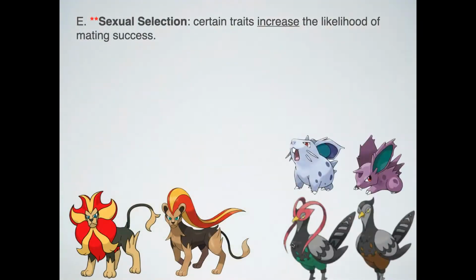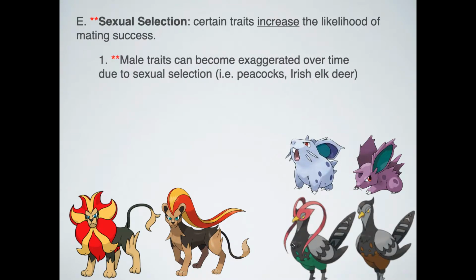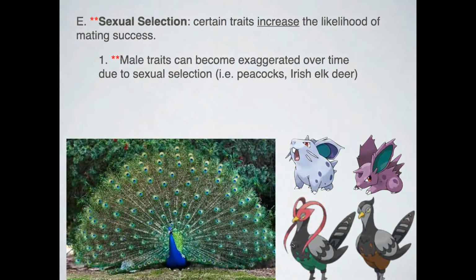And this does tend to lead to speciation over time. Sexual selection is traits that increase the likelihood of mating success. There are plenty of examples in Pokemon of gender variance. And so male traits tend to become exaggerated over time due to sexual selection. It's probably more common, right, in things that you've probably seen around, like peacocks. Those feathers are ridiculous and make you stick out. So why would they be a trait to get passed on? It seems like a hindrance, but it's not.